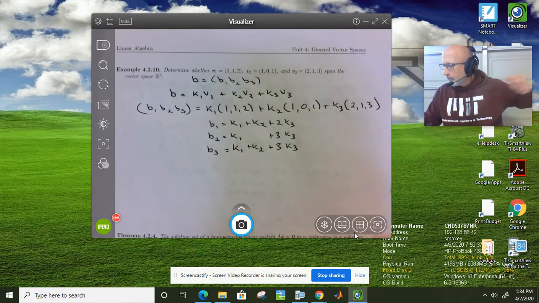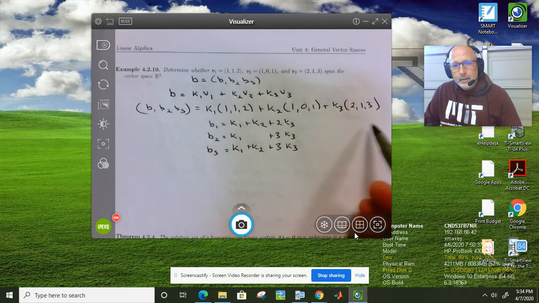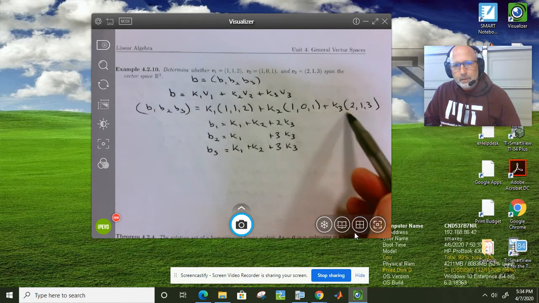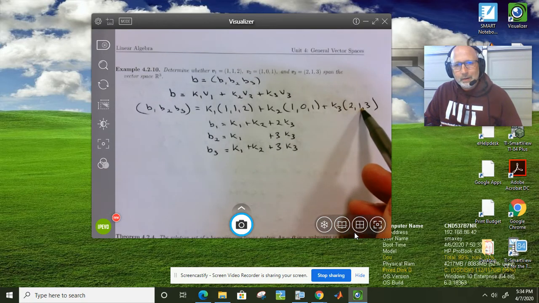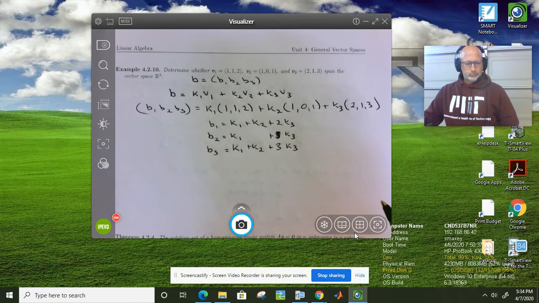Okay, I just realized I made a mistake here. This should not be 3K3. This term came from taking K3 times 1, and that was incorrect, so this should just be K3. Okay?